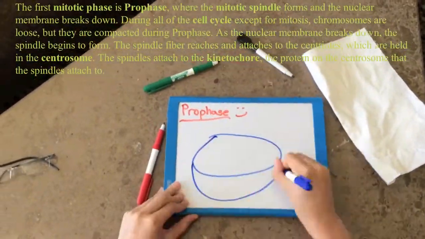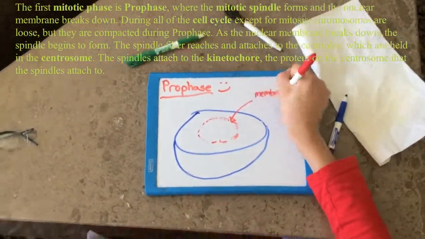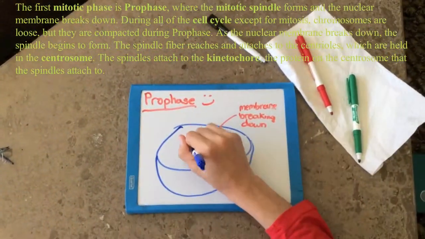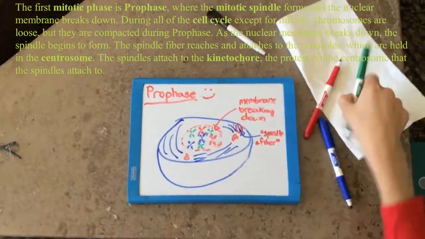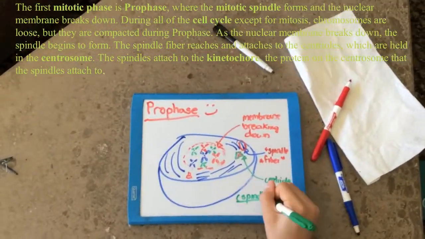First meiotic phase is prophase, where the meiotic spindle forms and the nuclear membrane breaks down. During all of the cell cycle except for mitosis, chromosomes are loose, but they are compacted during prophase. As the nuclear membrane breaks down, the spindle begins to form. The spindle fiber reaches and attaches to the centrioles, which are held in the centrosome. The spindle attaches to the kinetochore, the protein on the centrosome that the spindle is in.